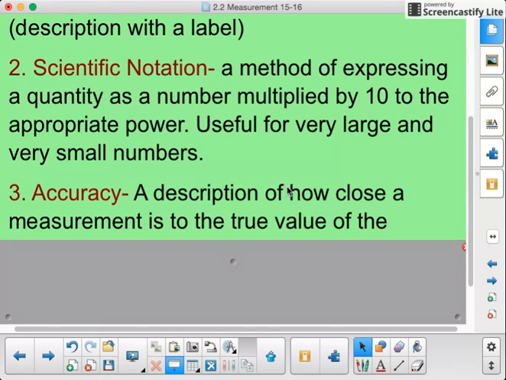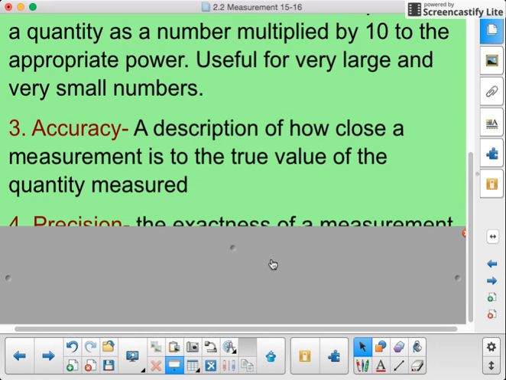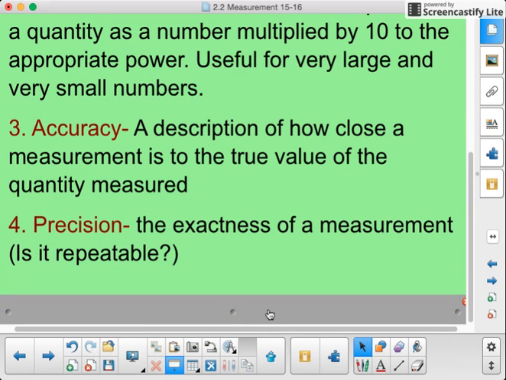Accuracy is a description of how close a measurement is to the true value of the quantity measured, so how close you are to the correct answer. And precision is the exactness of a measurement. Is it repeatable? When you measure that thing, can you get the same measurement over and over?